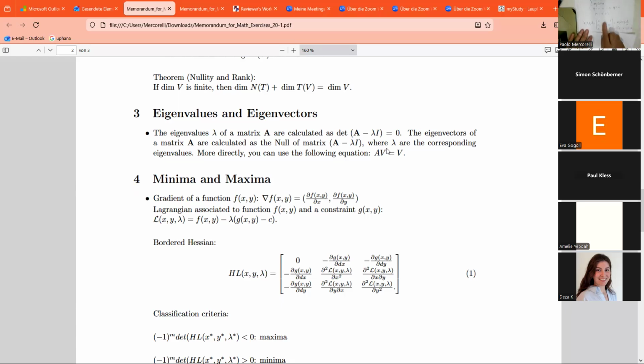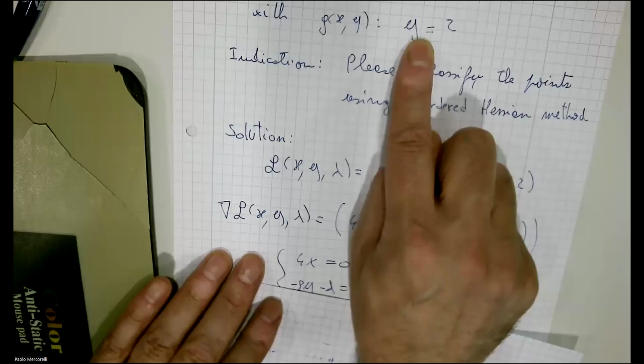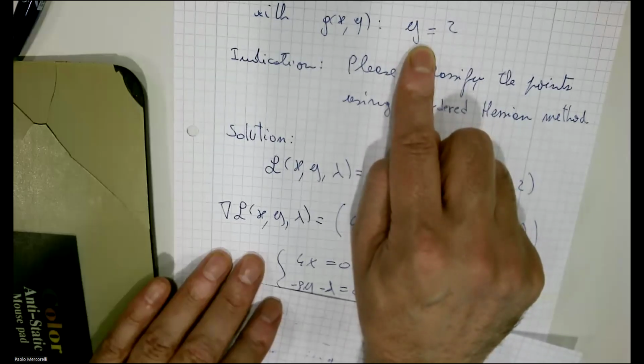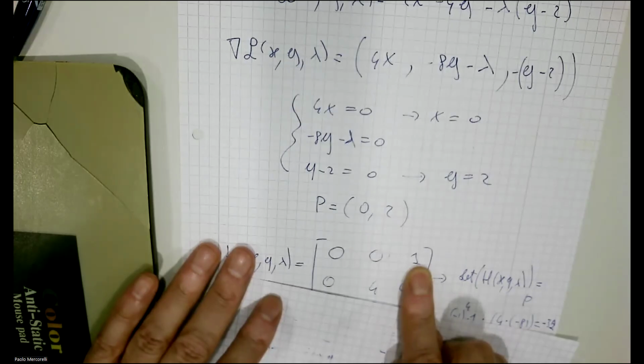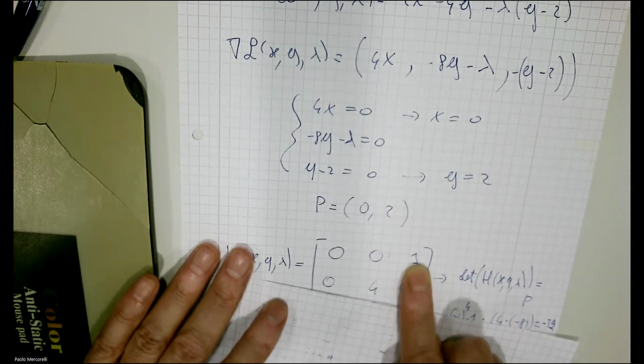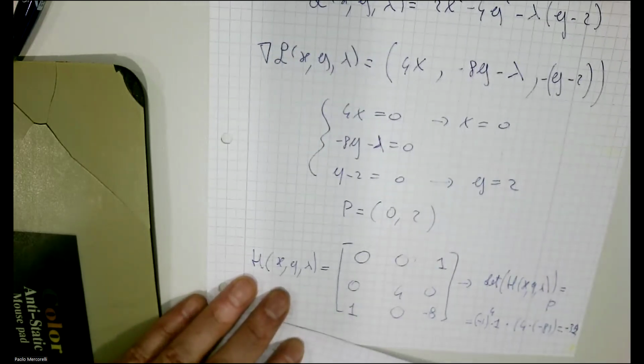Look here. The derivative with respect to x of g is 0 because we have y minus 2. Y minus 2, the derivative with respect to x is 0 because we don't have x. We have 1 because the derivative with respect to y is 1. Also here, because this vector is equal to this one.